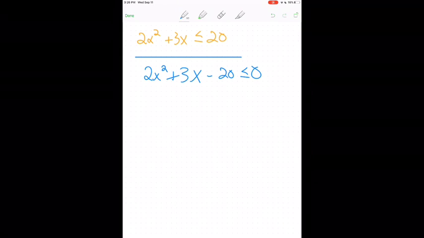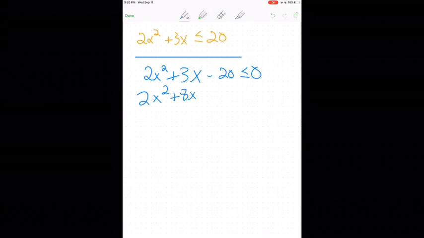Let's multiply 2 times -20, which is -40. So what multiplies to -40 adds to 3? That's going to be 8 and -5. So 2x squared plus 8x minus 5x minus 20 is equal to 0. Sorry, there should be an equal sign right here. I'm trying to solve right now.